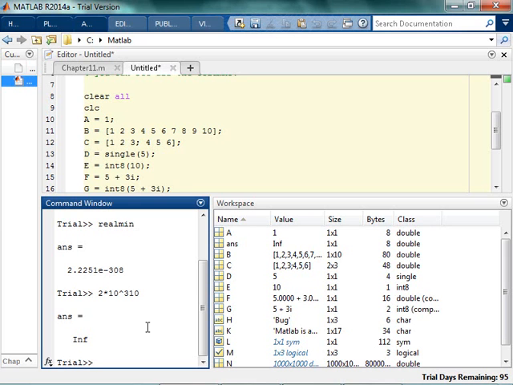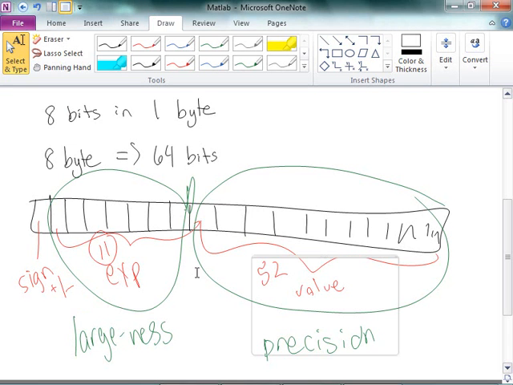Now, when it comes to precision, since I have, wait, did I say 53 or 52? Can I not add? No, I can do that. 52. Okay.